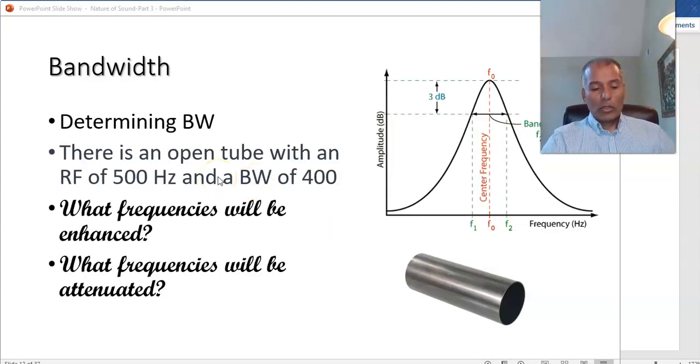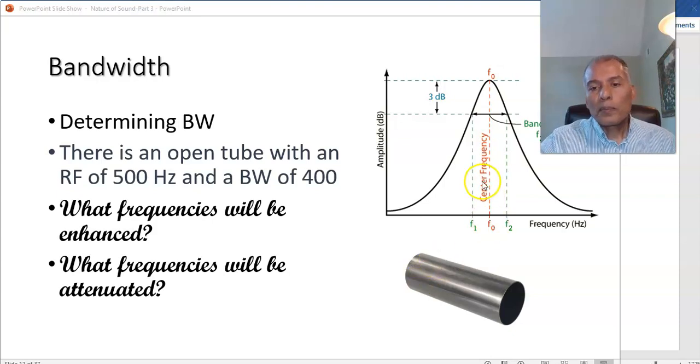So how do we determine the bandwidth? This is a very important concept, and you need to really understand how to calculate, and you need to know the concepts one by one. So let's say there is a tube here. And the nature of the tube, the design of it, is going to make it vibrate at a frequency that's 500 hertz. So that's the resonance frequency of the tube, 500, as you measure it by some kind of measuring instrument.